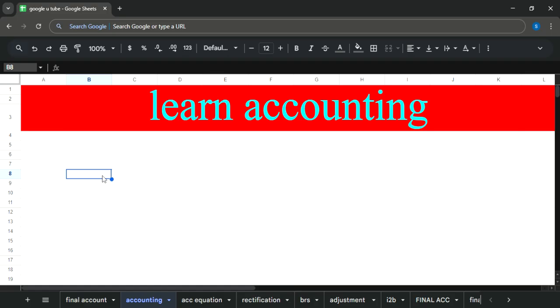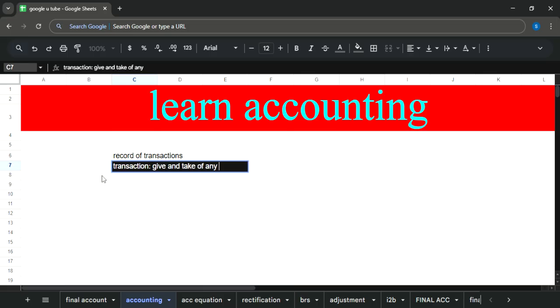Our today's target is to understand basic accounting. Accounting is a subject which will teach you how to record your transactions. So what I have said, record of transactions. And here the word transaction is also important. You may consider in a very simple manner give and take of any commodity is called a transaction.